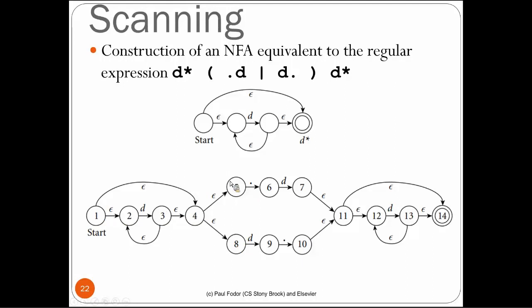So you see we have 1, 2, 3, 4, 5, 6, 7, 8, 9, 10, 11, 12, 13, 14. So we basically build incrementally the non-deterministic automata from the regular expression.